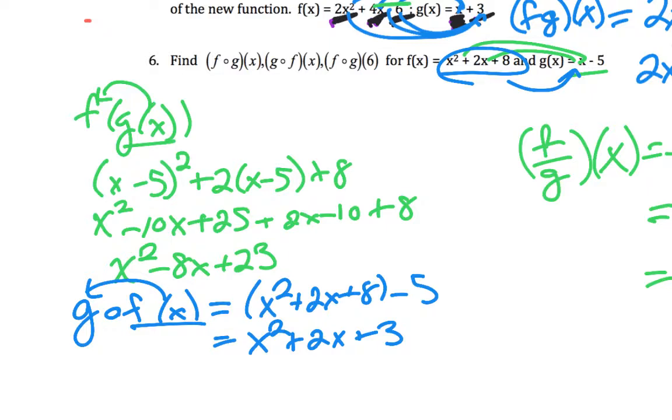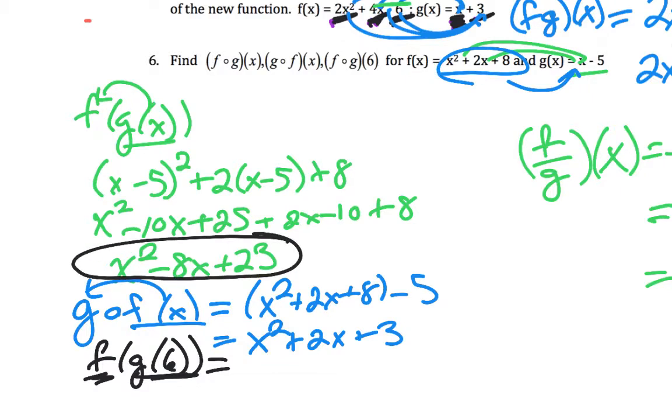And then last but not least, we need to find f of g of 6. So you got two options. You can plug 6 in for g, and then whatever you get, you plug that in for f, or you can just use this nice little equation right here that we already came up with and plug in a 6 there. So this is a 6 squared minus 8 times 6 plus 23. Simplifying that, that comes out to be an 11.